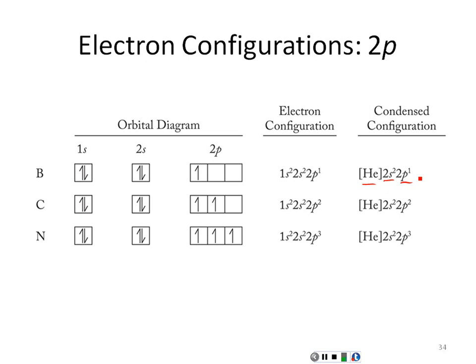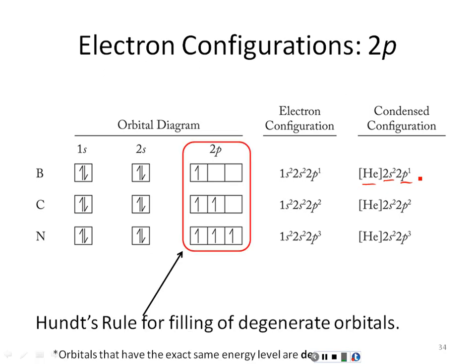And you notice how when we fill these 2p orbitals, we're using Hund's rule. All 3 p orbitals have the same energy. They're degenerate. And the way to fill that is to have the electrons each fill separate orbitals until all 3 p orbitals have at least 1 electron in them.